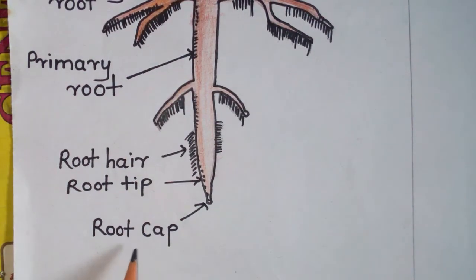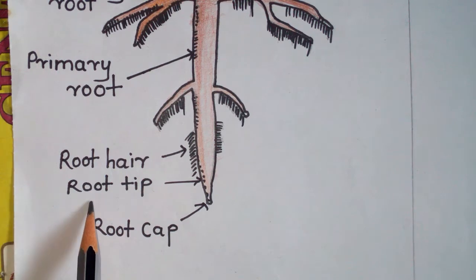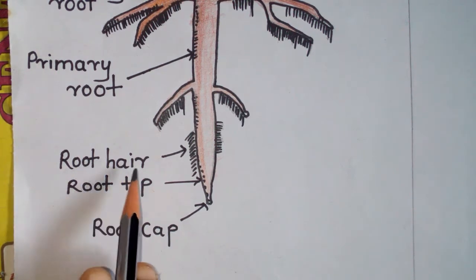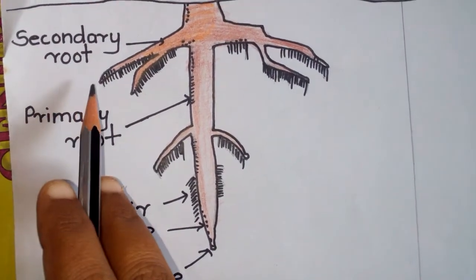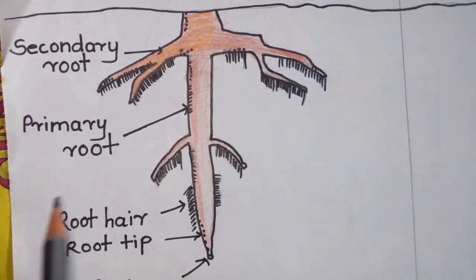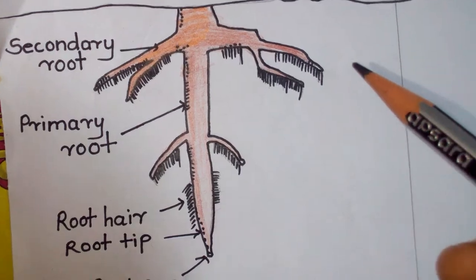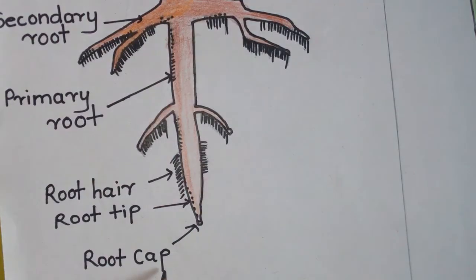Now see the different parts of the root. The first one is the root cap, then root tip, root hair, then you see primary root, secondary root as well as tertiary root. Now see the root cap. The root cap gives protection to the root tip. This is the main part that grows inside the soil, and on it is the root cap.